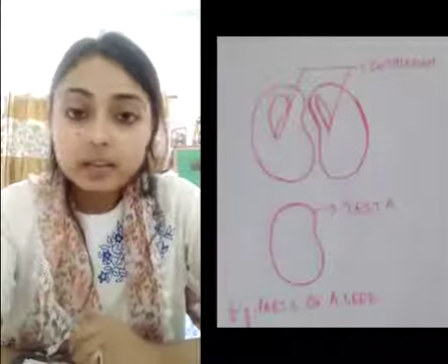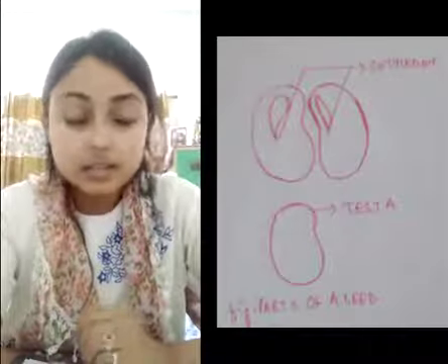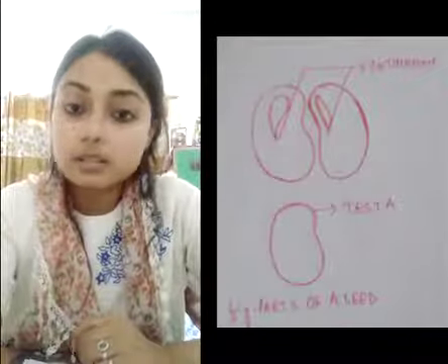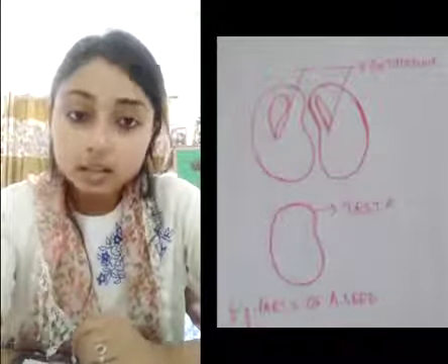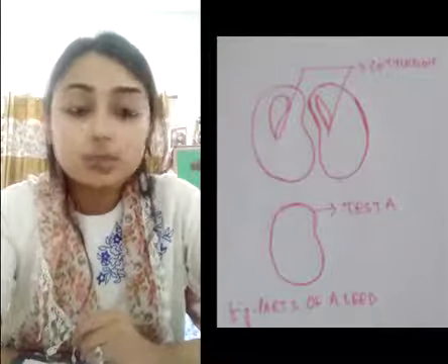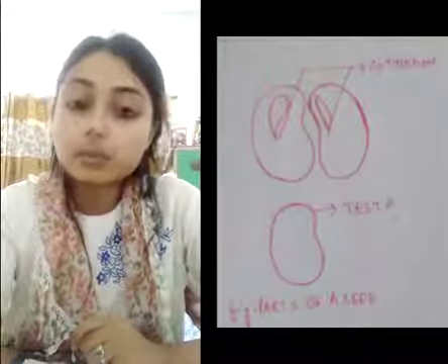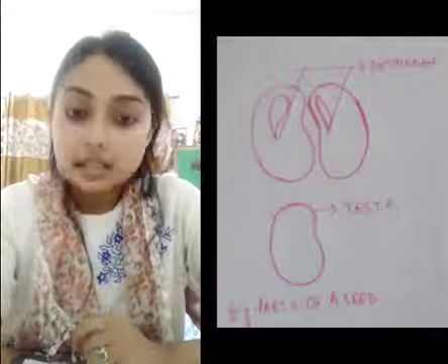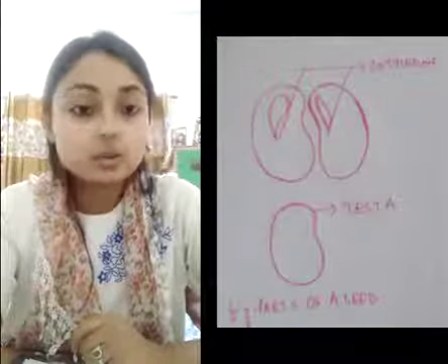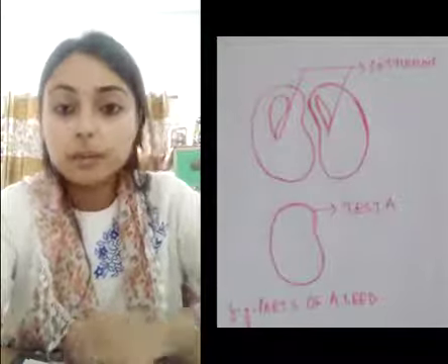So I'll again revise. A seed has a seed coat which is called the testa. The seed coat protects the seed. It has a tiny hole which is called micropyle. It allows the inward flow of water, and when the seed is opened, we see the seed leaves, which are called the cotyledon. Its function is to store food for the baby plant.